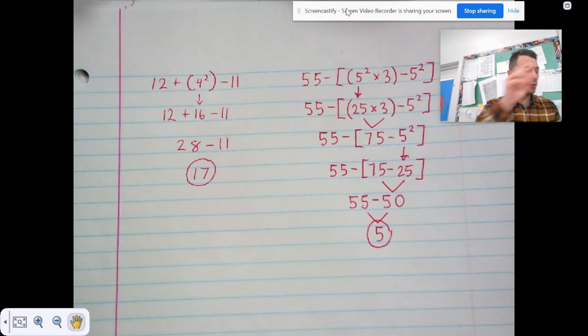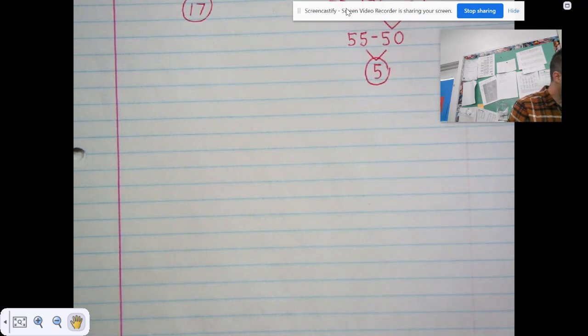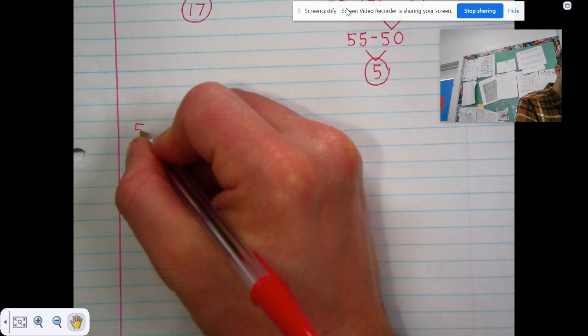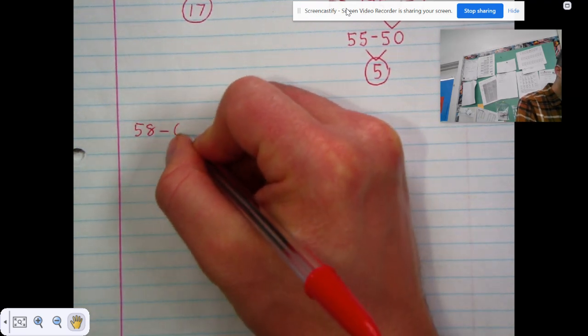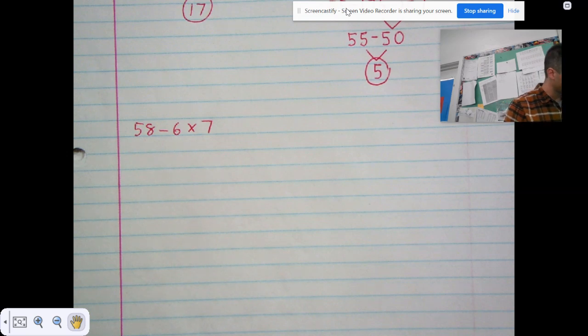expressions. Now I'm going to give you 2 independent practice problems to do. What I'd like you to do is 58 minus 6 times 7. Go ahead and solve that independently. So that's a pretty easy one. So now I'm going to give you a harder one.